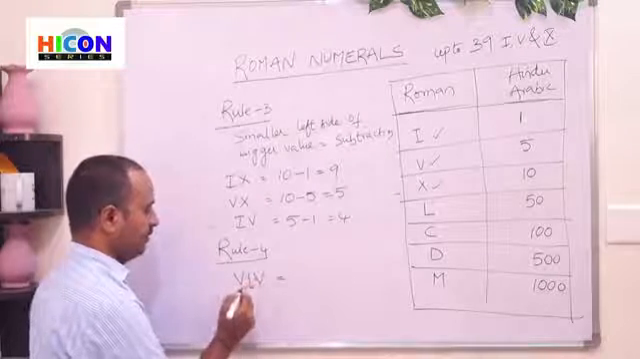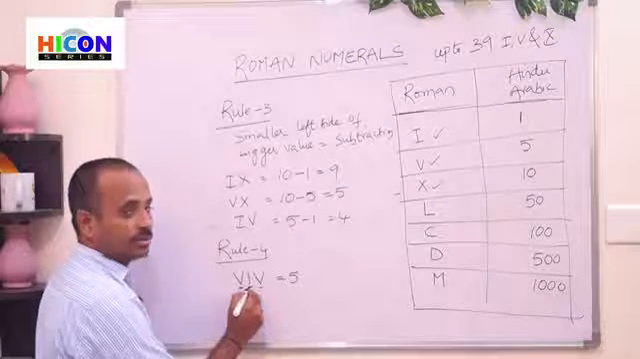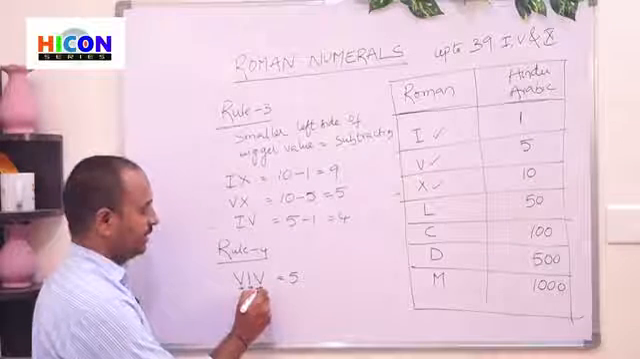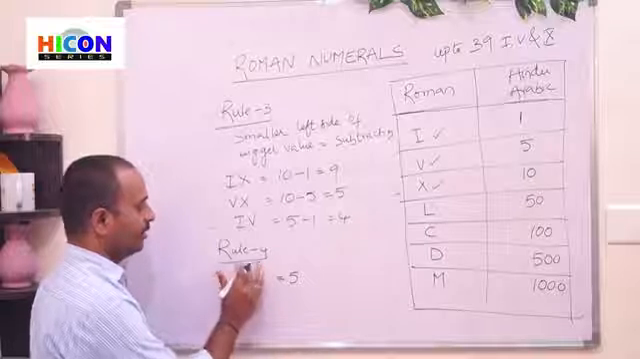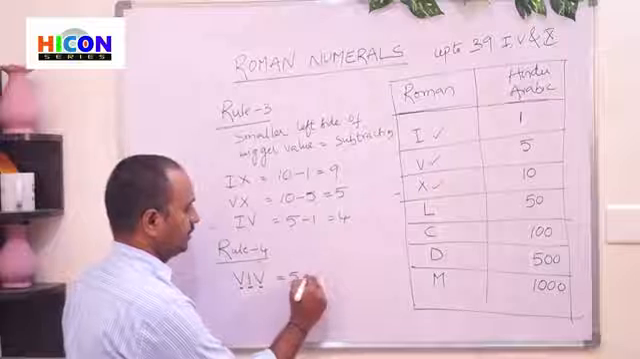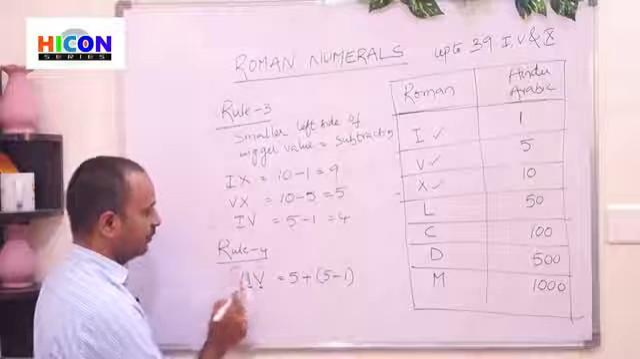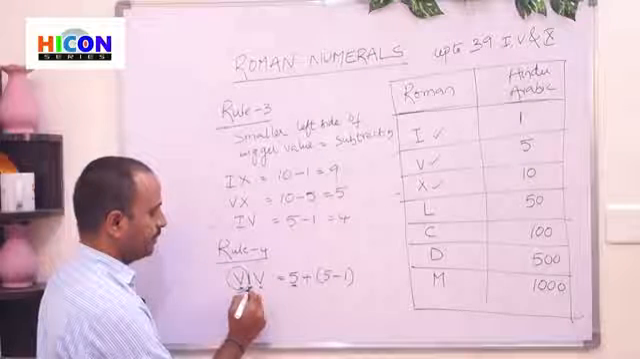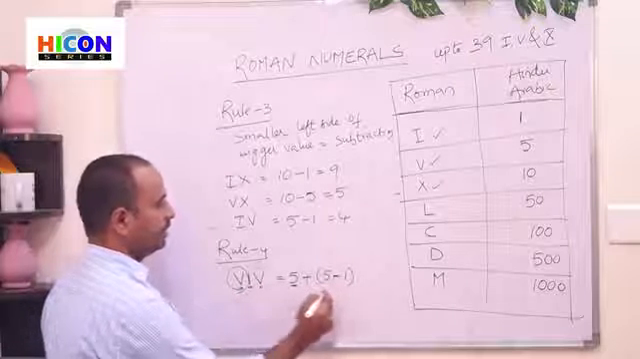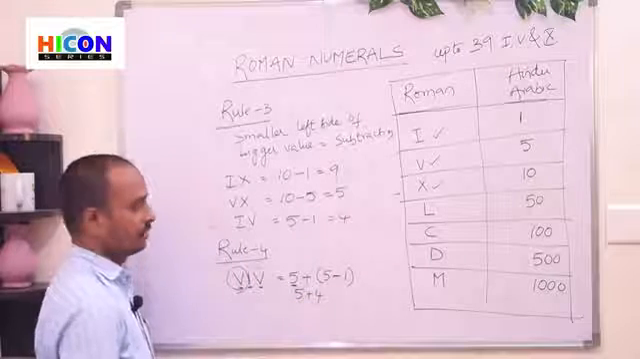So here V means 5 and we have to subtract this smaller value I from its value present on the right side. Here V is 5 and I means 1. 5 minus 1, 4. So children, listen carefully. Here V means 5 and we have to subtract this I from the V. That means 5 minus 1, 4. That is 5 plus 4. So this is an example.